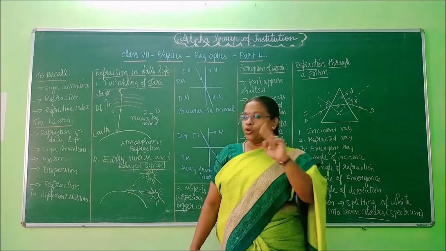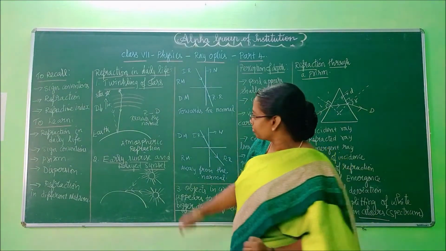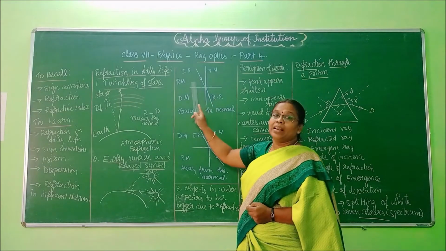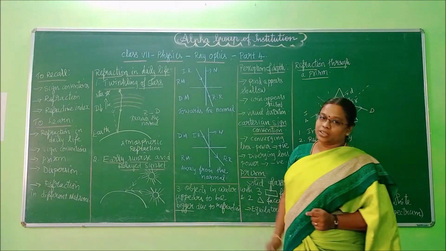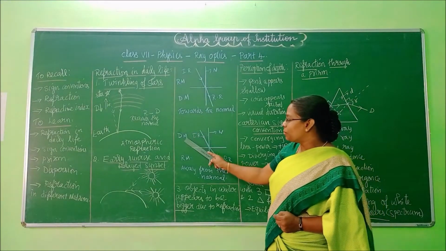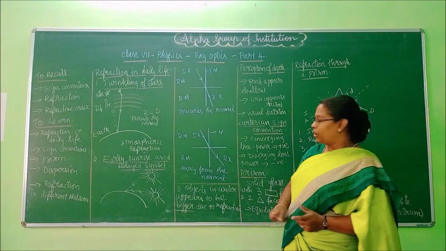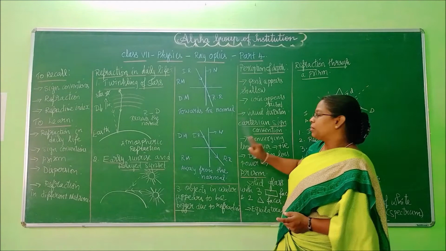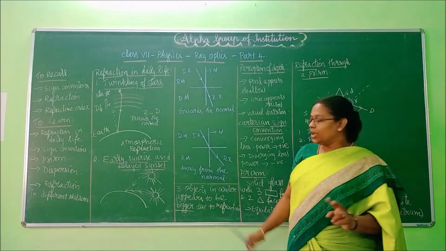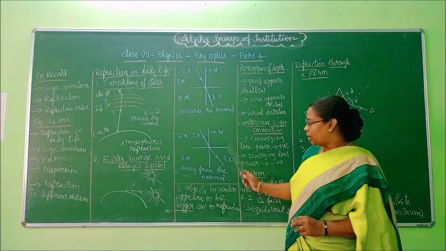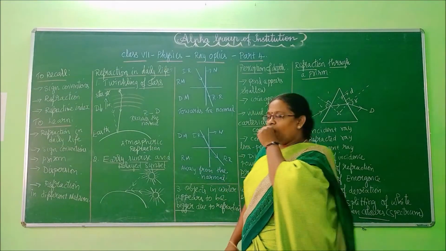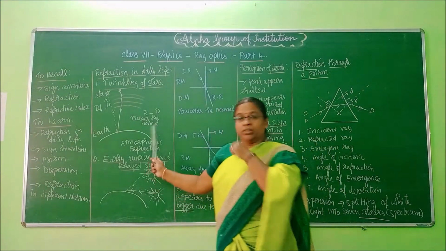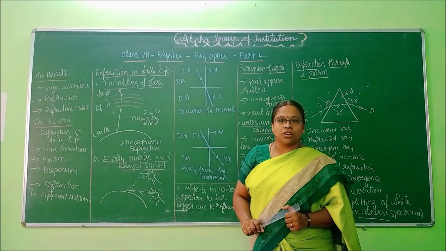Okay. So two concepts we have learned here. When light travels from rarer to denser medium, it will bend towards the normal. If it travels from denser medium to rarer medium, it will bend away from the normal. Clear, students? Very, very important one. Now, keeping this in your mind, come here.